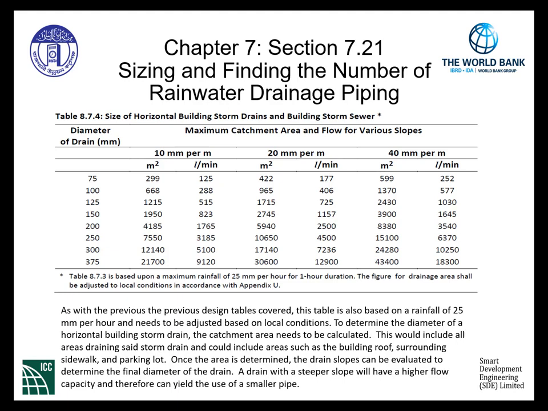To determine the diameter of a horizontal building storm drain, the catchment area needs to be calculated. This would include all areas draining into the said storm drainage, and could include areas such as the building roof, surrounding sidewalk and parking lot. Once the area is determined, the drain slopes can be evaluated to determine the final diameter of drain. A drain with a steeper slope will have a higher flow capacity and therefore can yield the use of a smaller pipe.